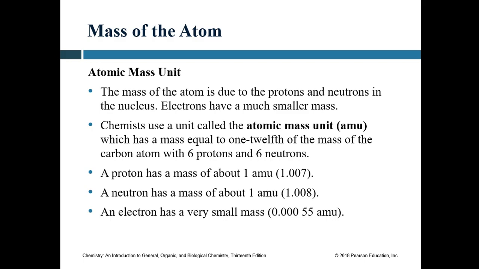Now, we talk about AMUs, atomic mass units. Chemists use this unit called the AMU, which has a mass equal to 1/12 of the mass of the carbon atom. Why? Because the carbon atom has 6 protons and 6 neutrons for a mass of 12. So the atomic mass unit is 1/12 of that, giving a proton a mass of about 1 AMU, and a neutron a mass of about 1 AMU. Now the electron has such a small mass, we say that it has no mass.